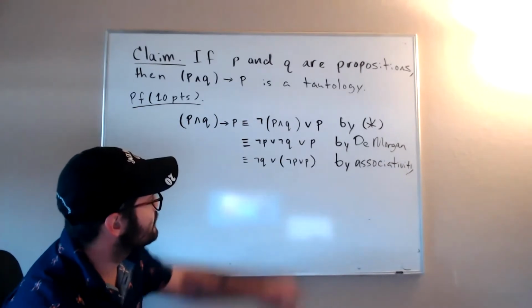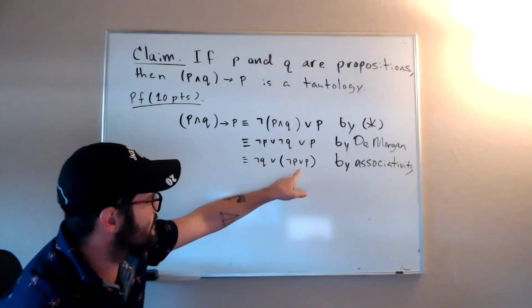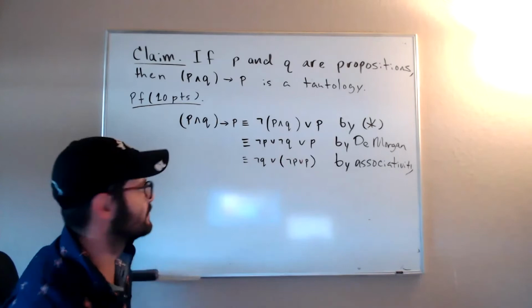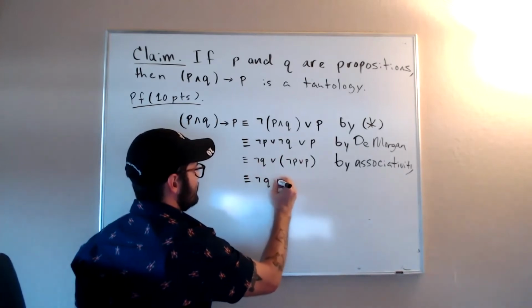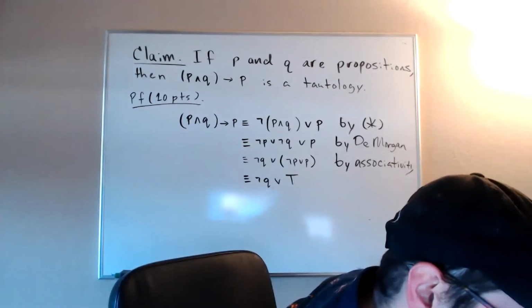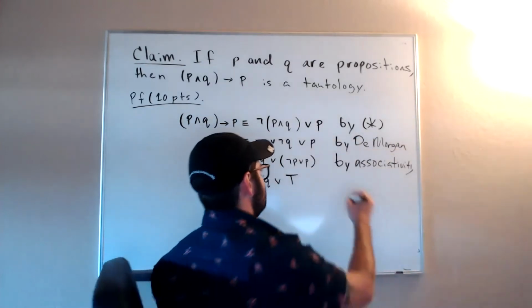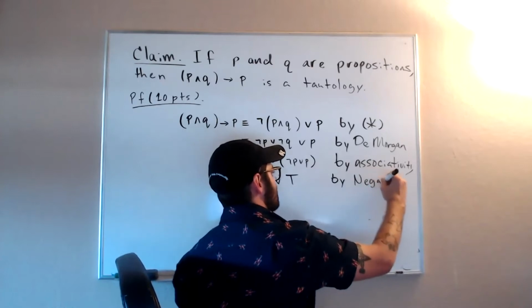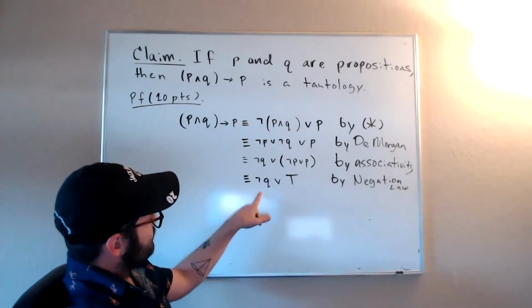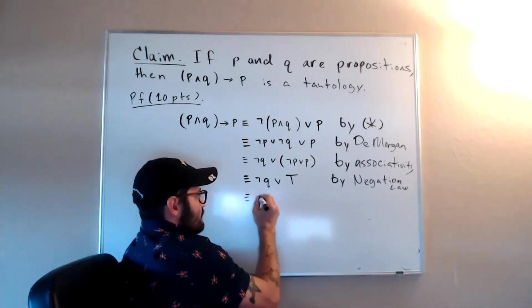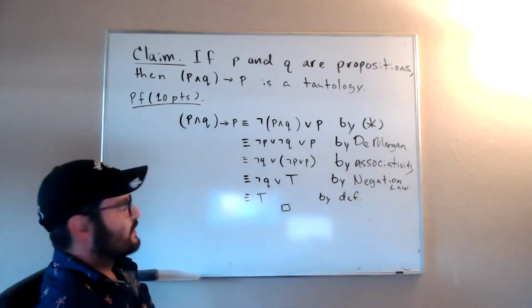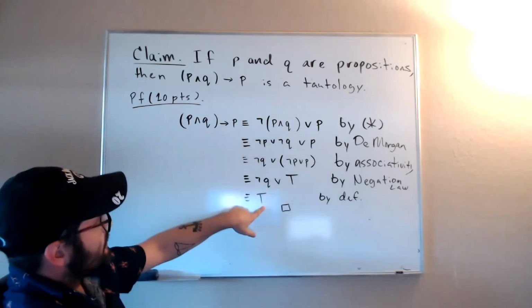Okay. And then here, not P or P, right? At least one of these is going to be true, right? Because if not P was false, then P would be true. And if not P was true, then it's true. So we can say this is logically equivalent to, and that has a name actually, I think it is the negation law. Okay, and then we have not Q or true, well, this is true by definition. And then we're done. Right, so this compound proposition here is always true, so it is a tautology.